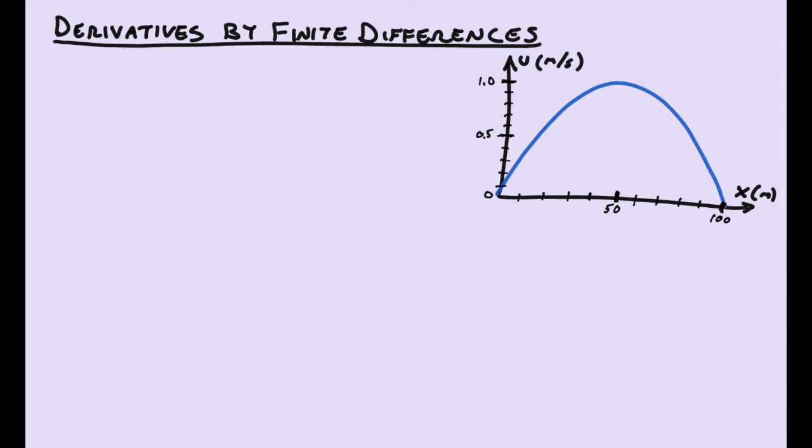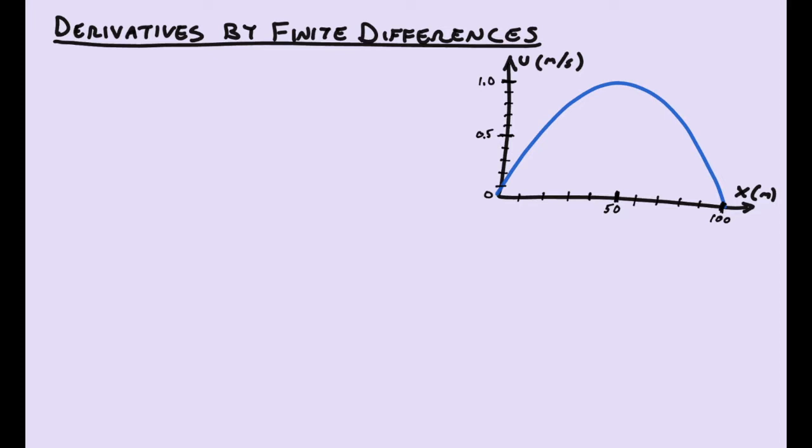In this video, we'll look at how to approximate derivatives with finite differences. The sample function is drawn here. It starts out at 0 at x equals 0, goes up to 1 meter per second at x equals 50 meters, and then goes back down to 0 at x equals 100 meters.